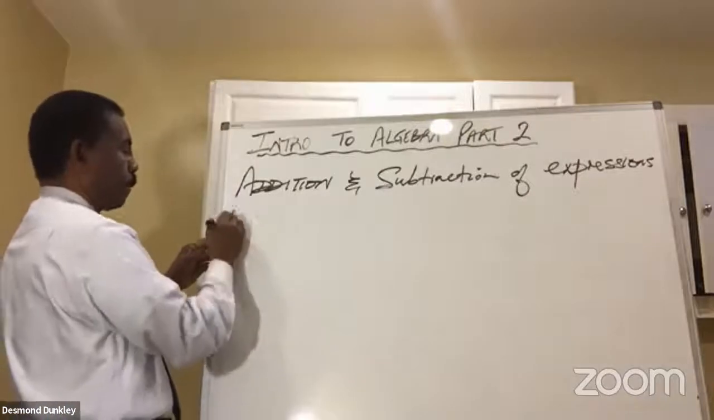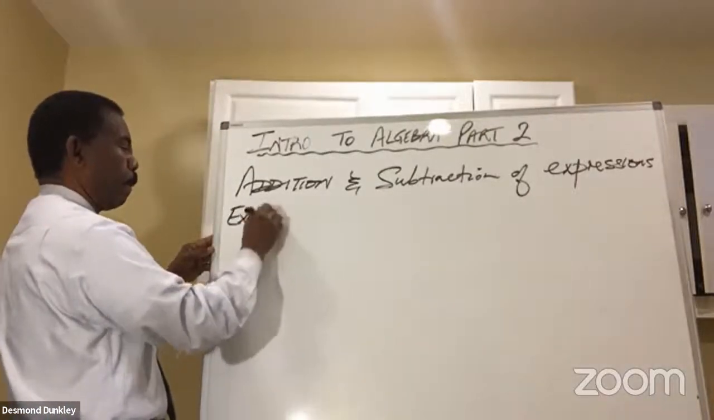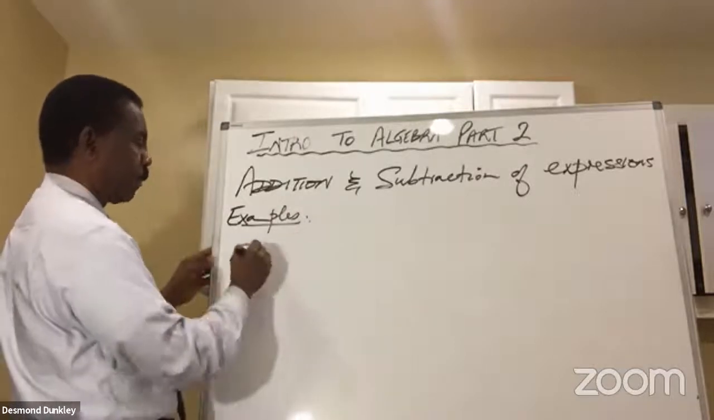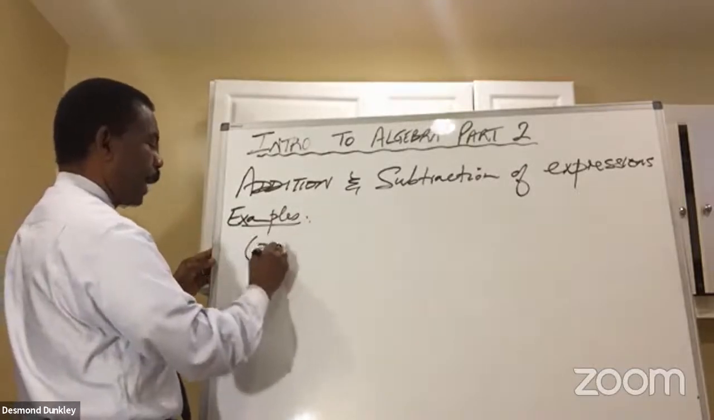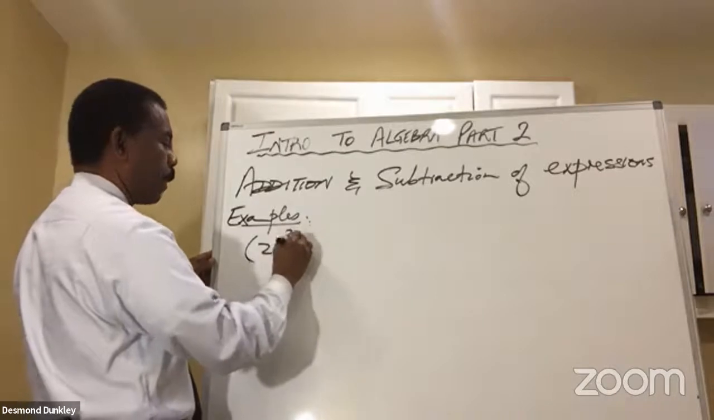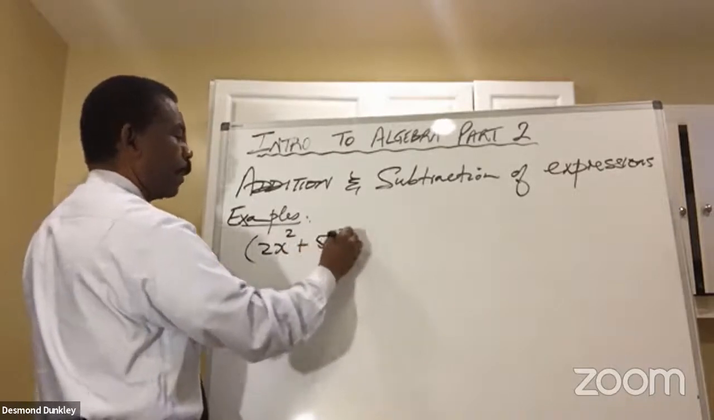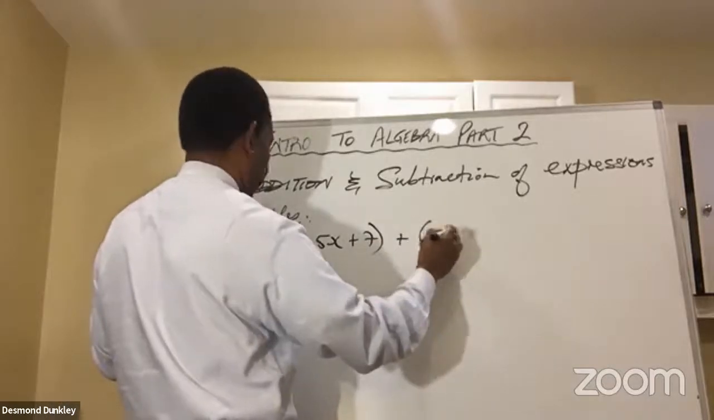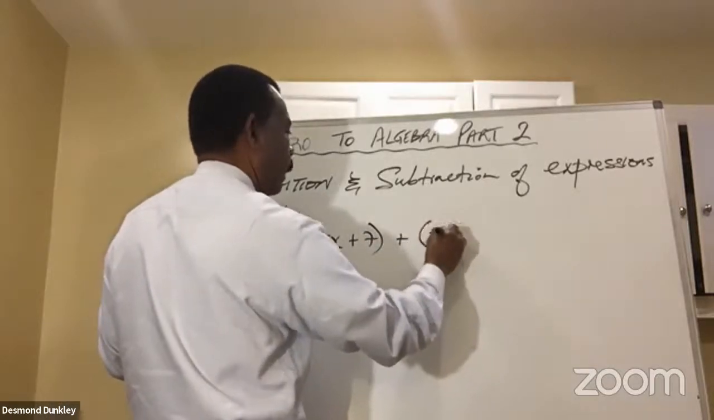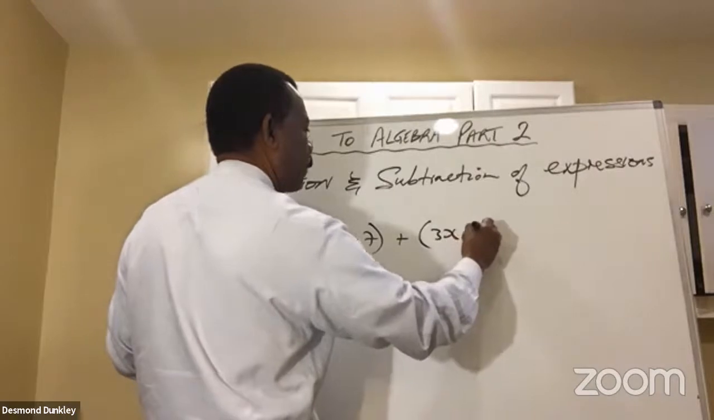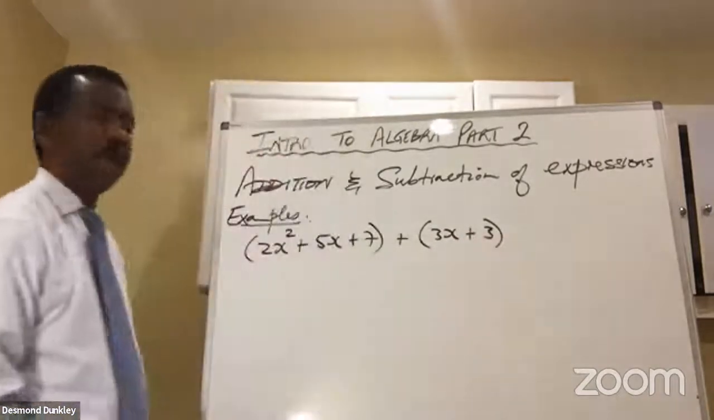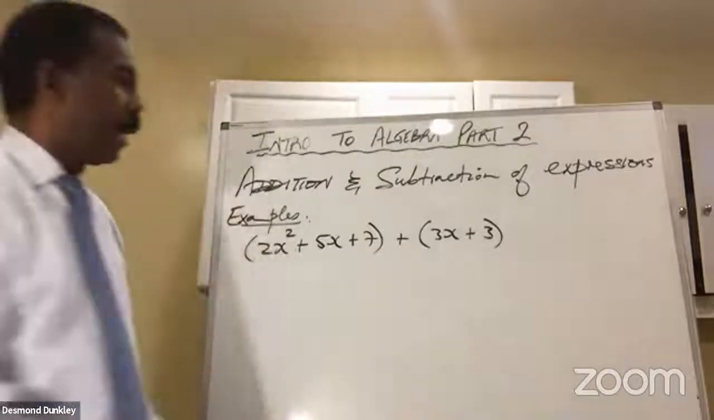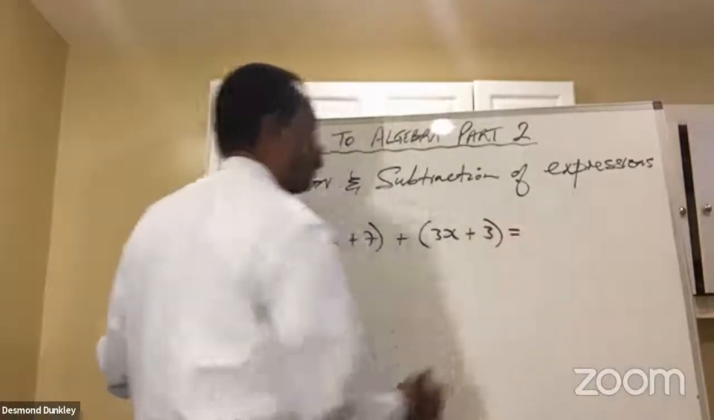If I give you, say for example, 2x squared plus 5x plus 7 plus 3x plus 3. If we had this plus that, we say, okay, what is it equal to?